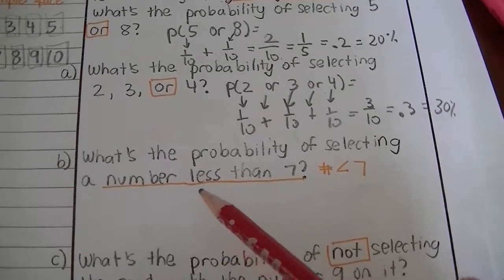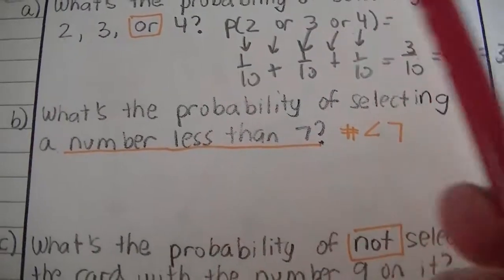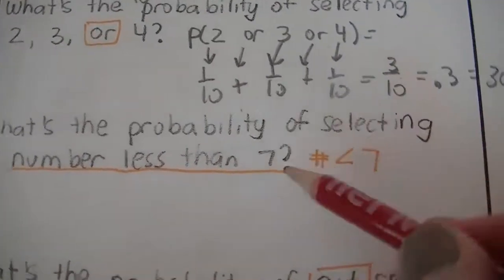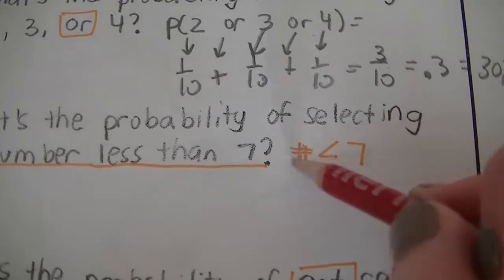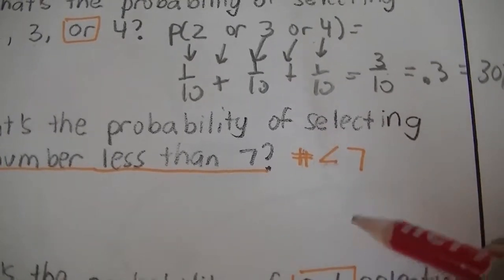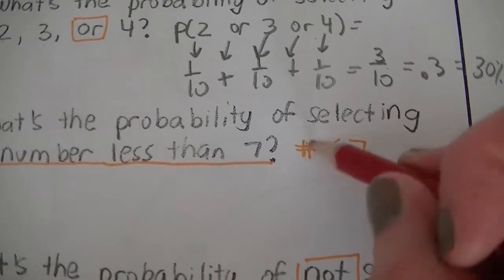Letter B, what's the probability of selecting a number less than 7? I'm going to take a second right now and just remind you about inequalities. A number less than 7, so here's a number. We can use the less than symbol. It's less than 7. That means this number is smaller than 7. And it does not equal 7 because it doesn't say less than or equal to. So this is a number less than 7.